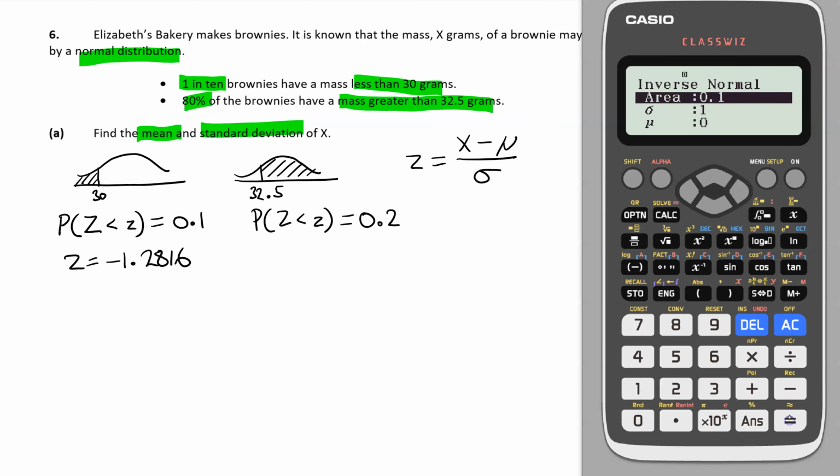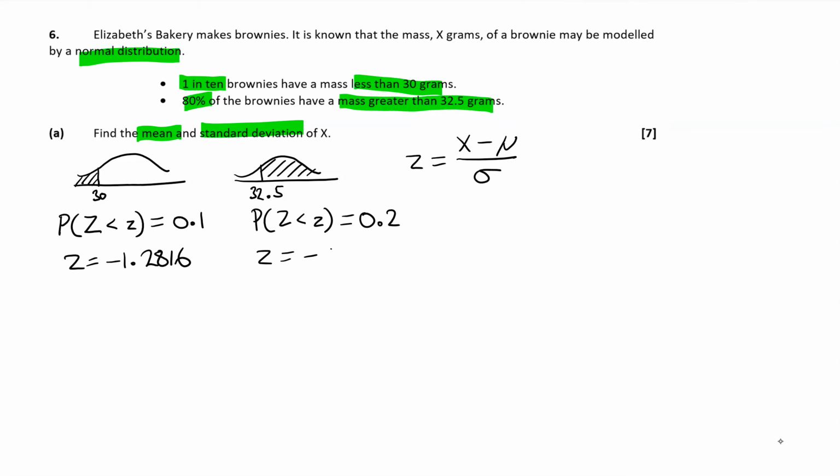I do a similar thing for the second part of this. So I put in the area 0.2. Okay, don't put in 0.8 because that will tell you the value that's symmetrical to that 32.5, but in the upper tail here. So we need to put in 0.2, not 0.8, because remember, when you put in the area there, it's referring to the area to the left. So we get Z as minus 0.8416. So I'll write that down. And we expect negative numbers here, and the reason being we expect negative numbers is because both 30 and 32.5 are below the mean.